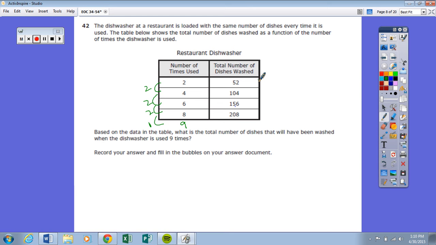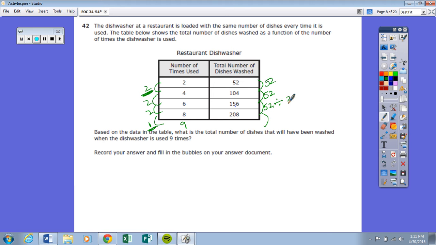So what that tells me is I would find how many dishes get washed each time. So I would do the subtraction right here, and it looks like it might be 52. Yeah, it looks like I'm doing 52 dishes each time. You could just subtract and you could get that number. But I'm doing 52 only when I increase by 2 each time. So if I need to increase only by 1, then I'm only going to gain half of that amount.